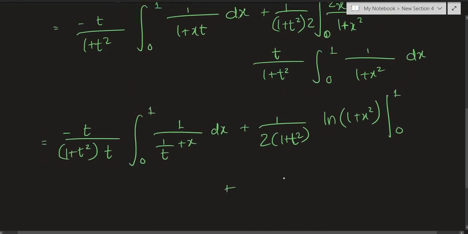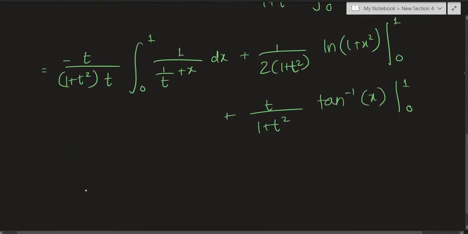this is going to be t over 1 plus t squared times the inverse tangent of x evaluated from 0 to 1. Well, the t's are going to cancel out certainly, and we end up with negative 1 over 1 plus t squared, and you can do a u sub here, and in the end I'll just skip to what we finally get: natural log of 1 plus xt evaluated from 0 to 1.